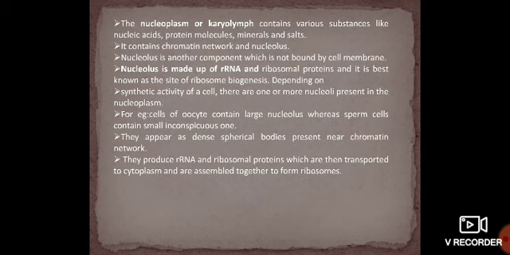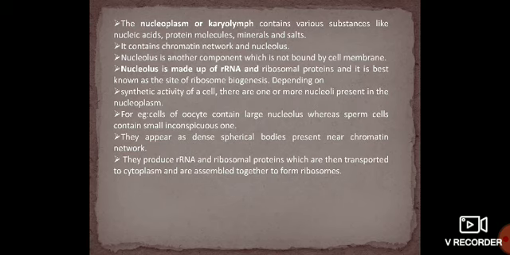Nucleoplasm is nothing but the matrix which is present in the nucleus. As we all know, the matrix which is present in the cell, we are calling it as a cytoplasm. So similarly, the matrix which is present in the nucleus will be called as a nucleoplasm. But here there is one more name given to it. It is karyolymph. Karyo is nucleus and lymph is a fluid. So it can also be called as a karyolymph, which is containing various substances like nucleic acid, protein molecules, minerals, and salts. It contains chromatin network and nucleolus in it.